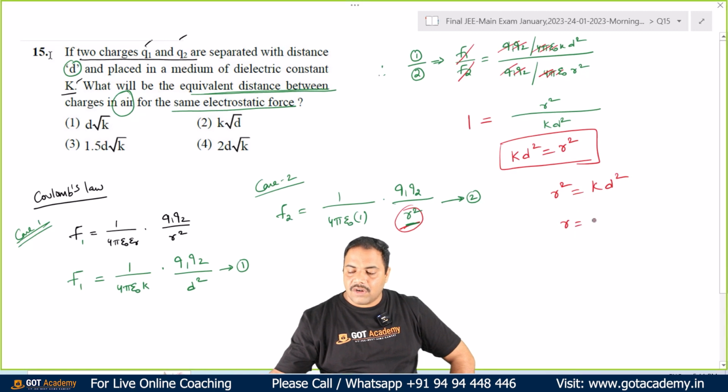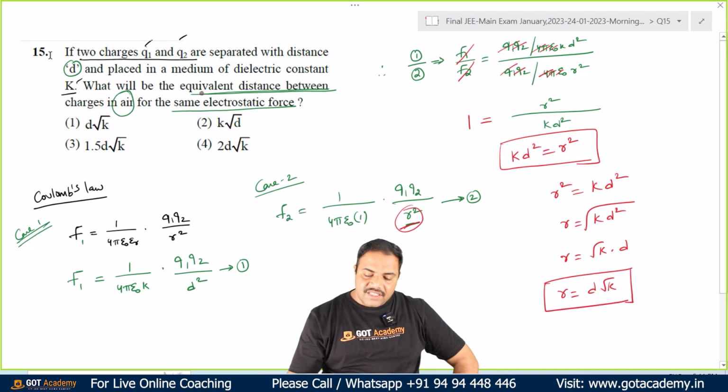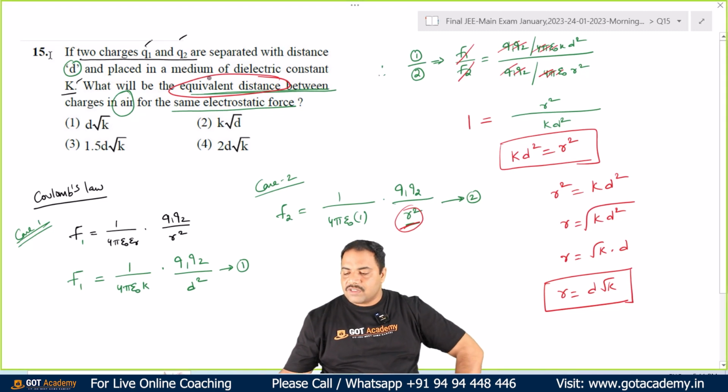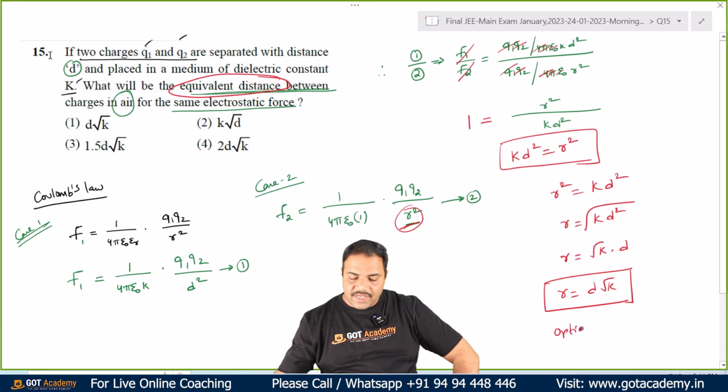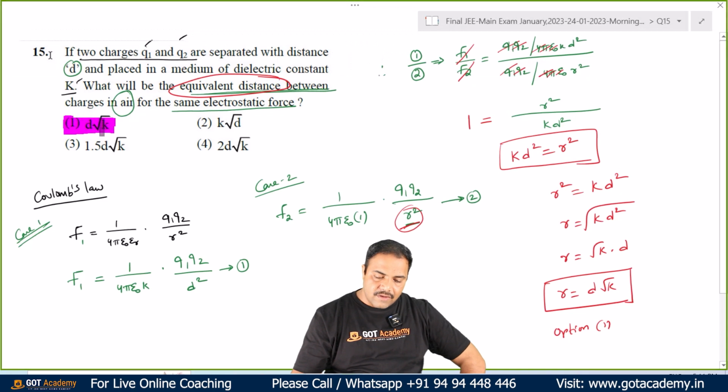So r is equal to the square root of K d square, so r is root K into d. You could write it as d times root K. This is the equivalent distance between the charges in air that we were trying to find. This matches option d root K, so option 1 is the right answer.